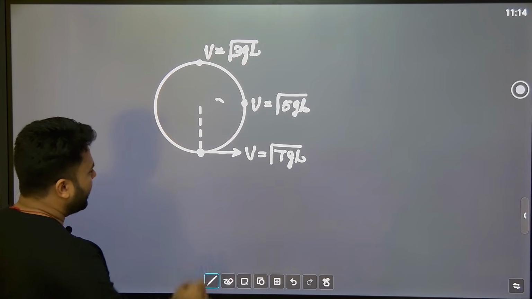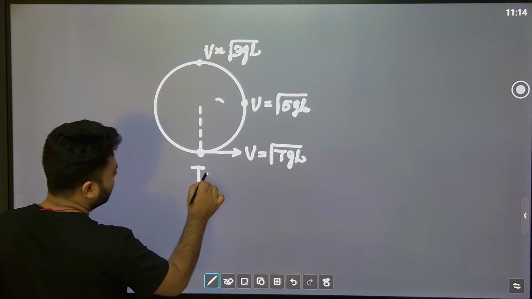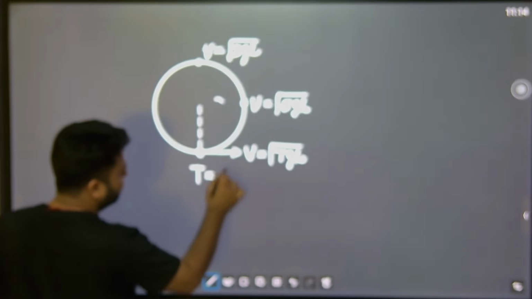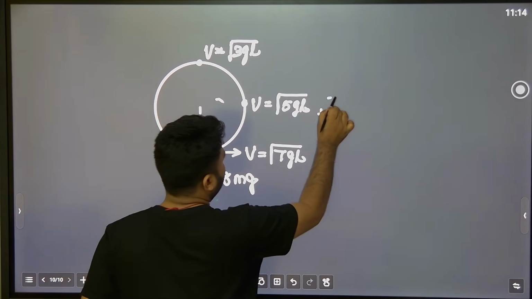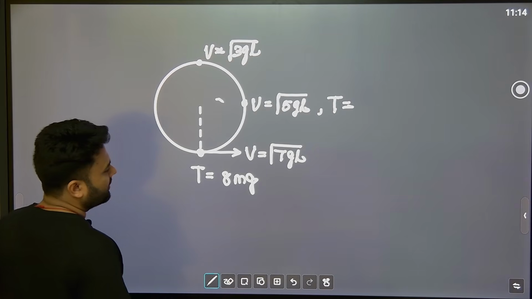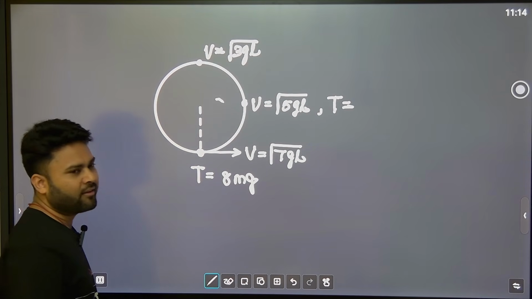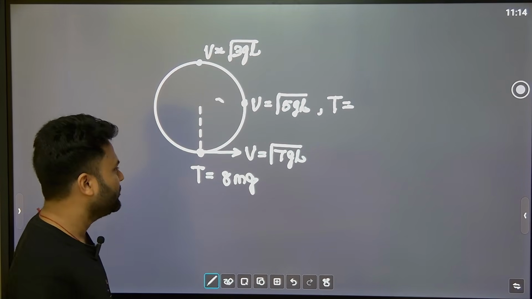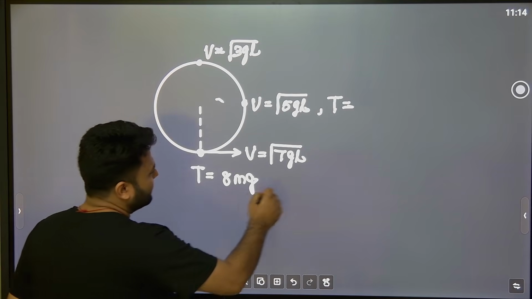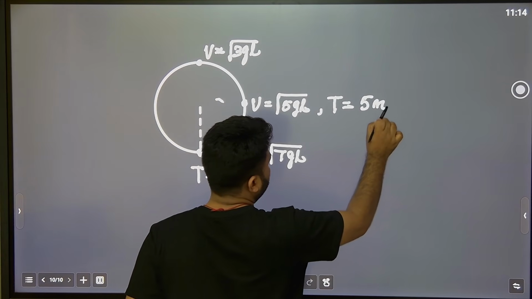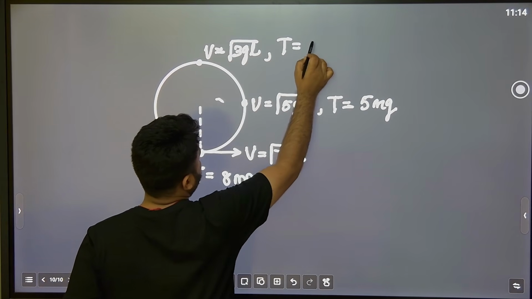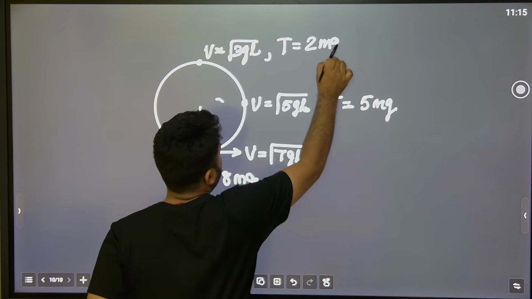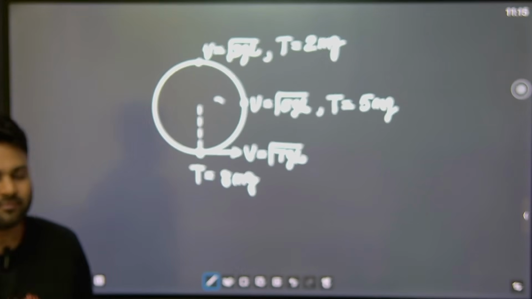Correct? If they ask what is the tension at the bottom, n is 7. n plus 1, 7 plus 1, 8 mg. Then what I told? You subtract 3 here. 8 minus 3, that is 5 mg. Here again you subtract 3. 5 mg minus 3, 5 minus 3, 2 mg. This is the short trick.